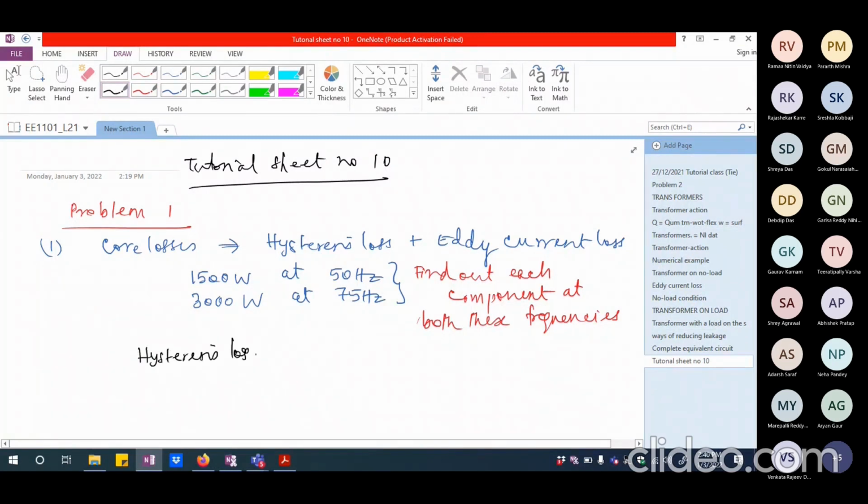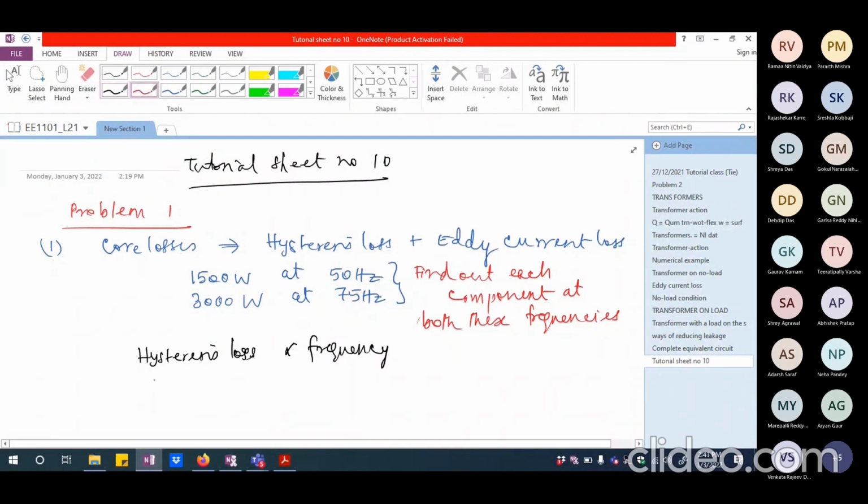to frequency, because we said that it is the area under the BH loop. If I calculate the area multiplied by the x-axis scale and y-axis scale, it will give me the loss per cycle and per unit volume. If I multiply that by frequency, I'll get watts per unit volume. So it is proportional to frequency.